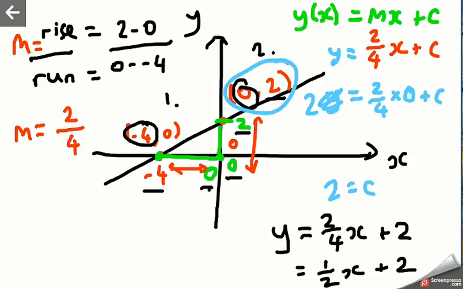In general, that's how you do it. We also could have done it a much faster way. We know immediately that our y-intercept is actually 2, because we were told that the point 0, 2 is on the line. And when x is equal to 0, y is equal to 2. By definition, that's the value of the y-intercept.